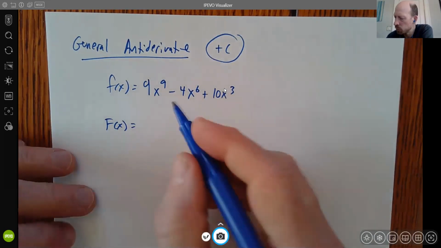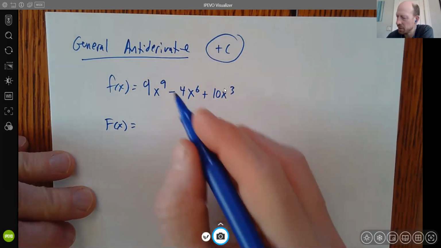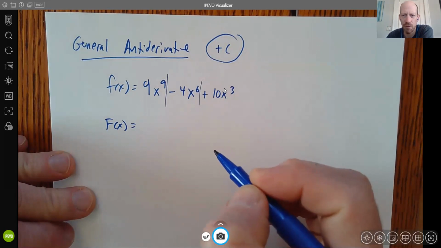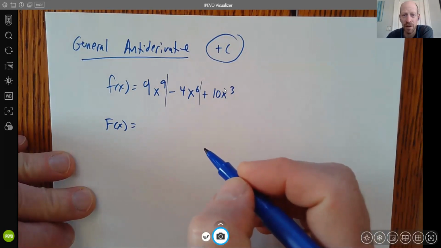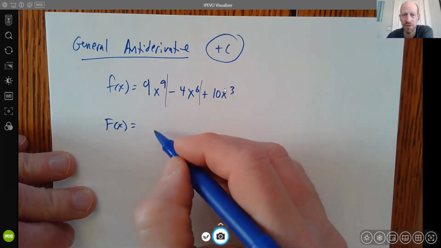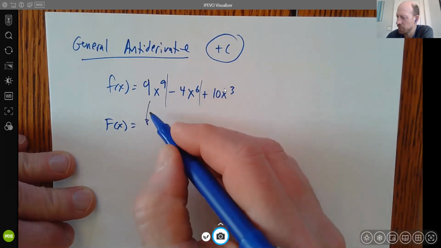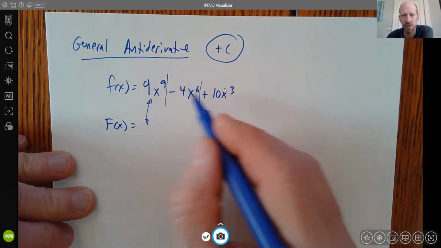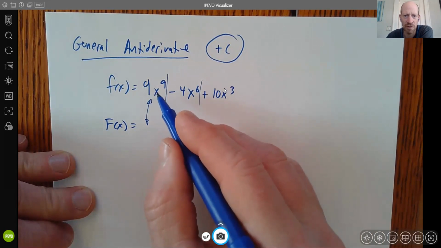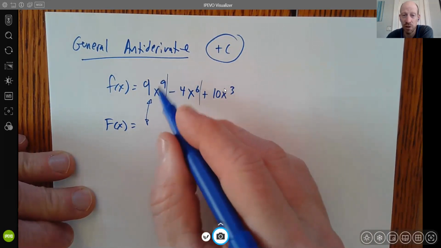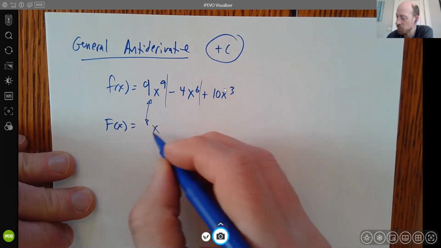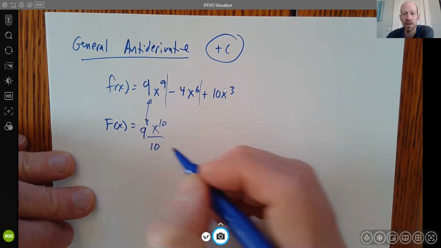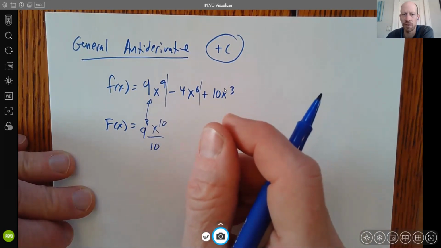So when we have sums or differences, we can break those apart into separate antiderivatives, because that's the way derivatives work, right? An antiderivative is just reversing the derivative. So whatever antiderivative is here, when I take the derivative of it, it won't interact with these other pieces. So the antiderivative of 9x to the 9th, our general rule here with polynomials is that I'm going to add 1 to the exponent and divide by that new exponent. And I'm going to keep the constant in front.